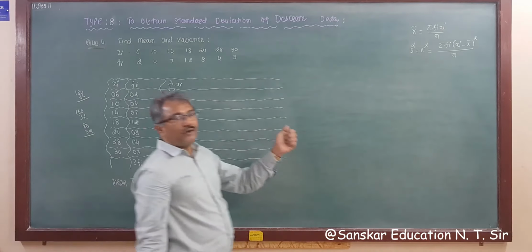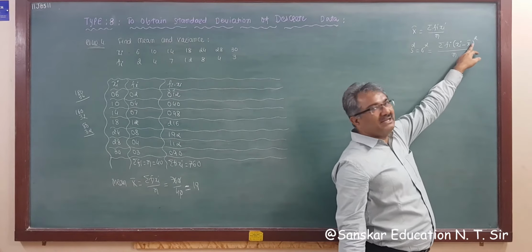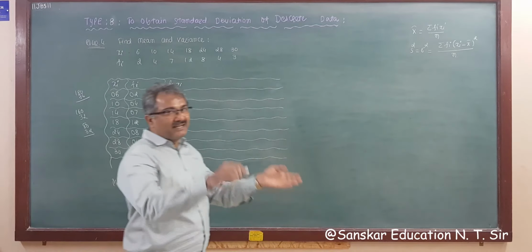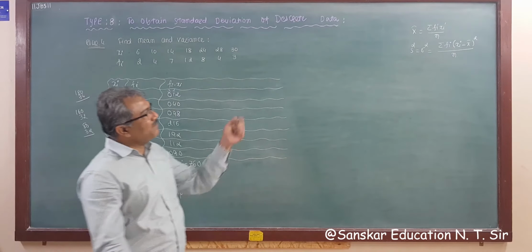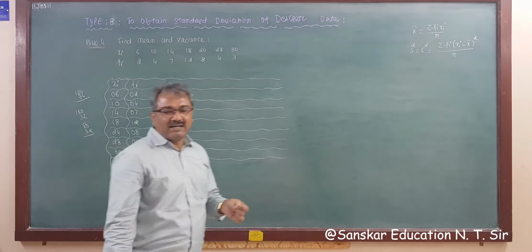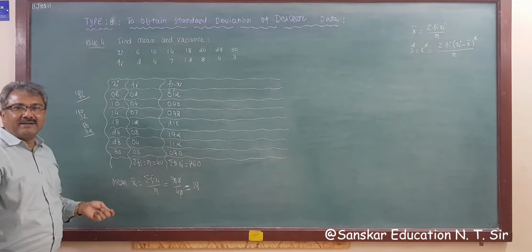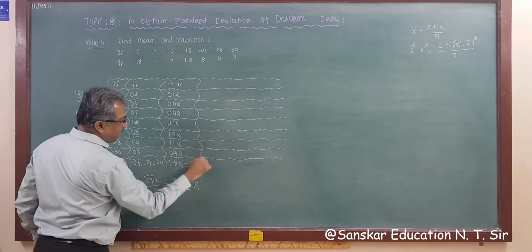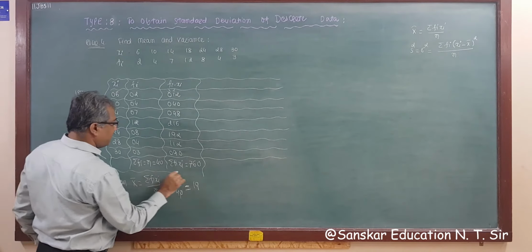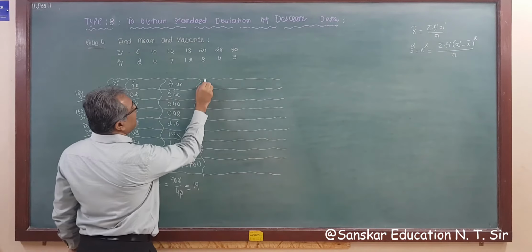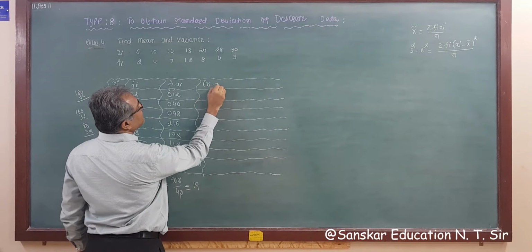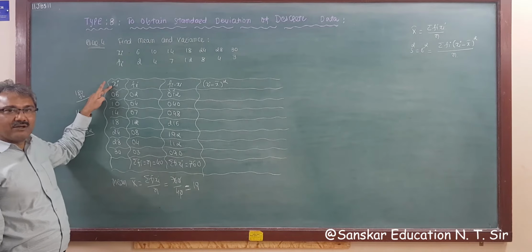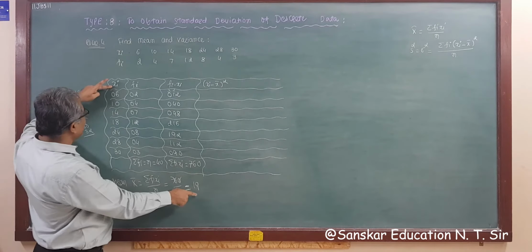Now for variance, the formula is sigma fi into (xi minus x bar) whole square upon n. For that, what we require is xi minus x bar whole square. So the next column will be xi minus x bar whole square. This is your xi, these are the observations, and the mean is 19.